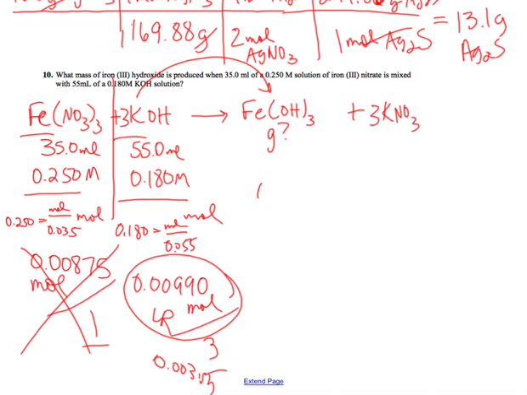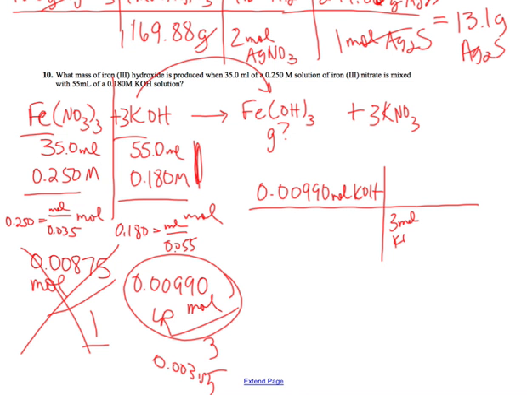So I'm just going to take away some of my work. I don't want to start again with the mils and stuff. I figured out moles here, 0.00990 moles of KOH. How do I stoich over? Mole bridge. For every 3 moles of KOH, I have 1 mole of the product I'm looking for, FeOH3.